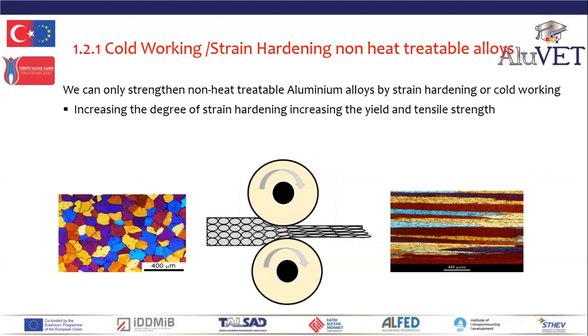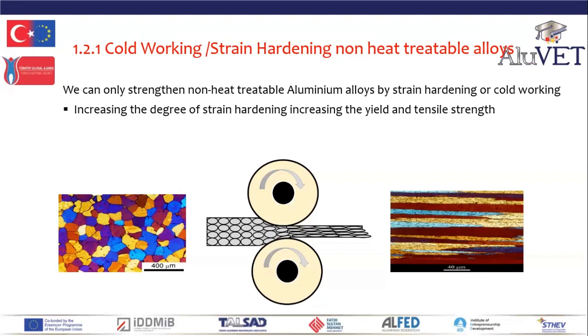So we can only strengthen non-heat treatable aluminium alloys by strain hardening or cold working. During cold working, as the degree of slip increases with increase in cold work, the deformation of the grains becomes more severe. As the severity of the deformation increases, the new flattened shape is more resistant to further deformation. The forces required to induce more slip, more shape change, increase with increase in deformation. Thus, cold work and the resultant slip causes a strength increase.